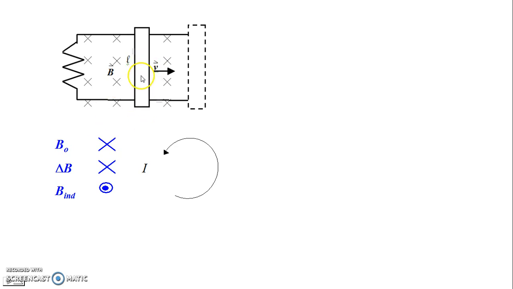By imagining those individual protons and how they feel a force, or doing Lenz's law, you're going to get the same results.